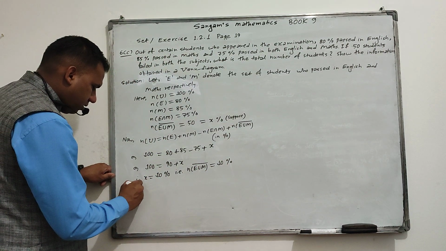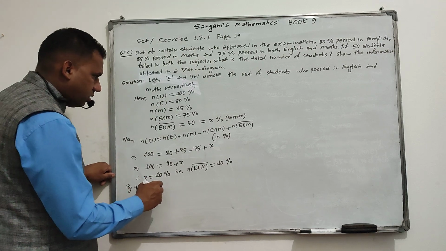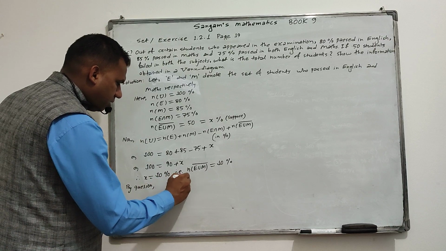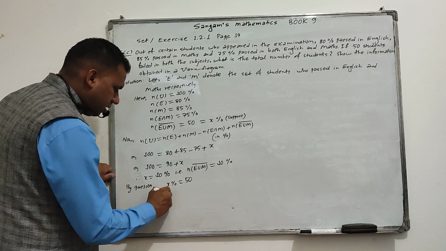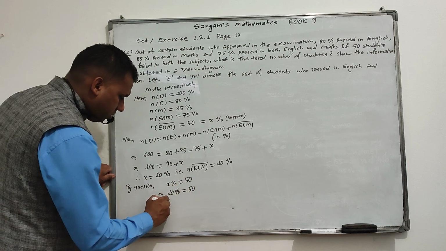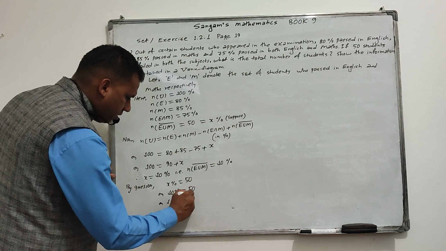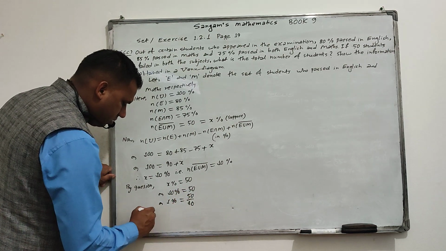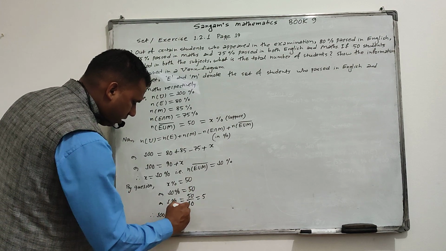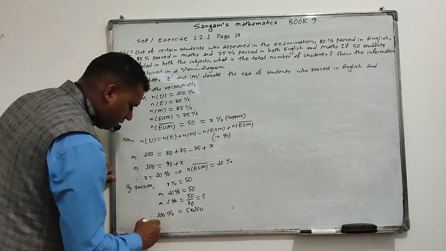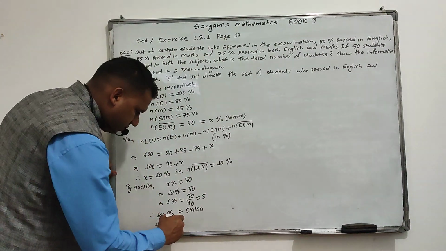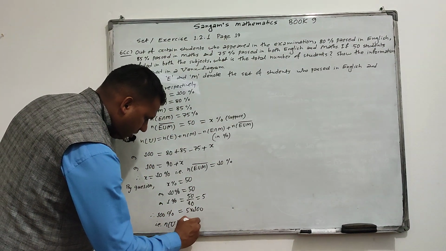By equation, X% equals 50, or 10% equals 50, or 1% equals 50 by 10. Therefore 100% equals 5 times 100. That is, 100% is number of U, that is 5 into 100, 500.